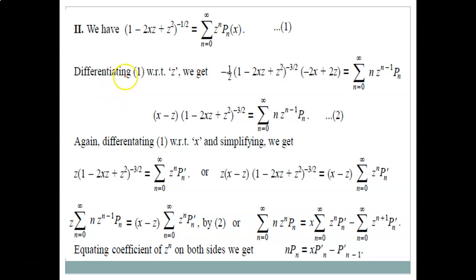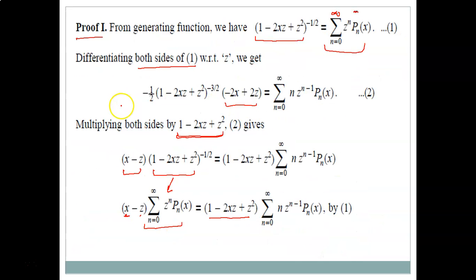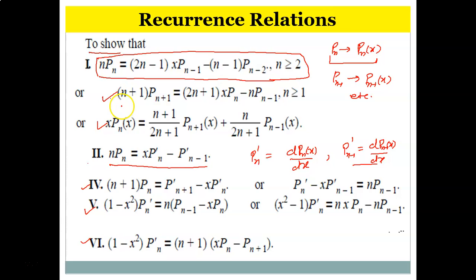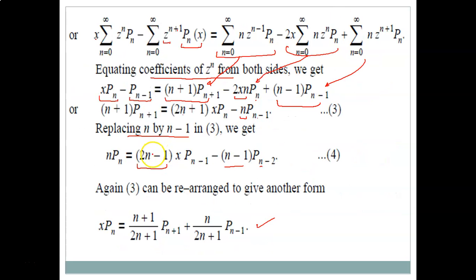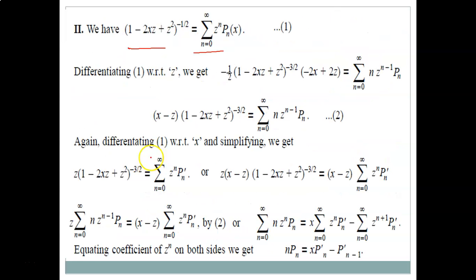Then the second relation we wanted to show. Let us see what is there in the second recurrence relation, which was given there in the statement. In the second relation, there is an involvement of the derivatives of P_n. So we have to differentiate, of course, with respect to x.